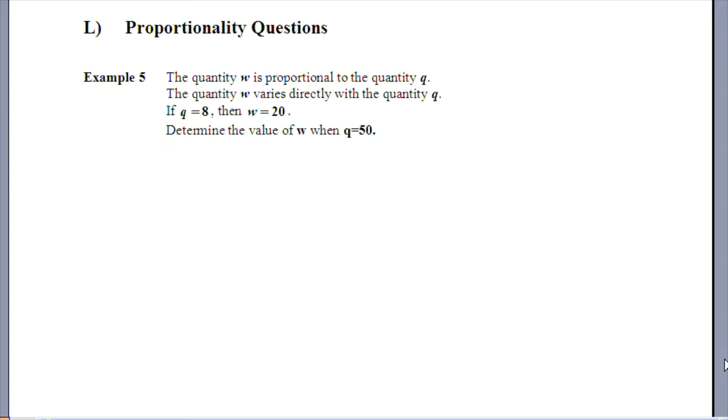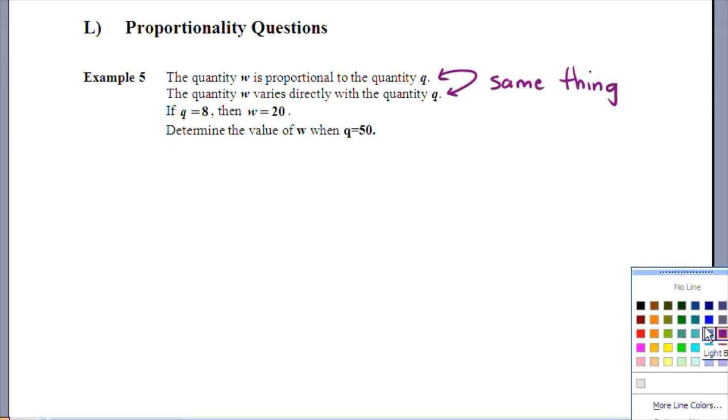This first one, I've got two statements that are basically the same thing. It says the quantity W is proportional to the quantity Q. I don't even really know what W and Q stand for, but it doesn't matter. People might also say, oh, the quantity W varies directly with the quantity Q. So those two statements are two different ways of saying exactly the same thing. That second one does have a little shorthand notation that you might see people use.